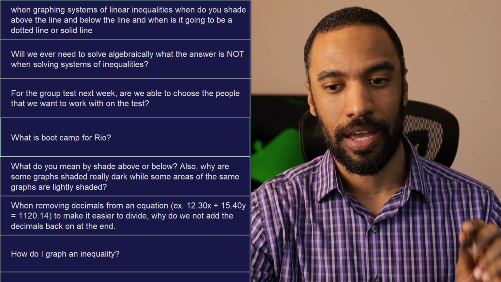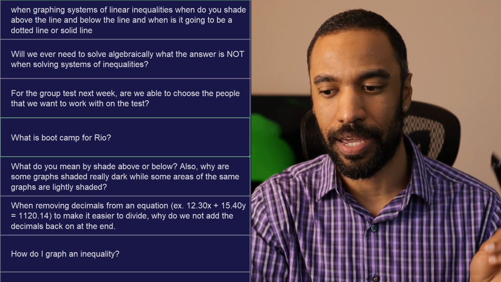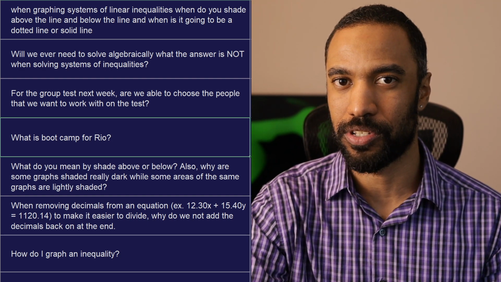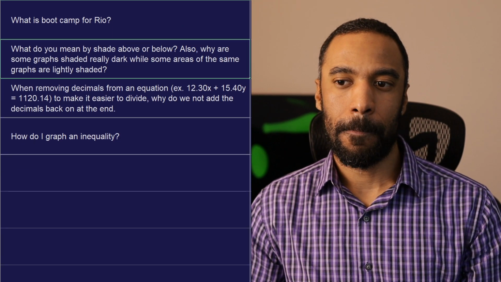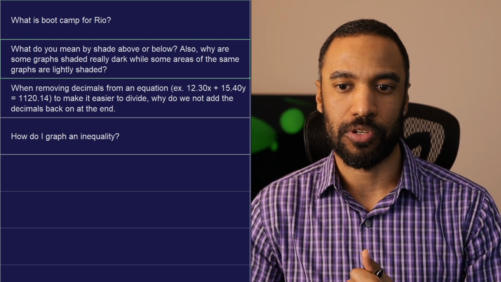But I hope you asked another question around this. But if you were the person who asked the one in IM1 in the curriculum Q&A Power Hour, I'm sorry for not having answered your question the first time. I really am. I'm sorry. Okay, what do you mean by shade above or below? Also, why are some graphs shaded really dark while some areas of the same graphs are lightly shaded?